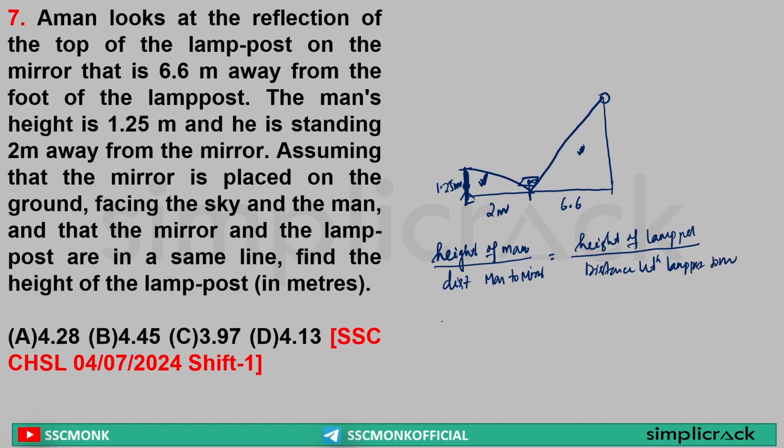Yes. Sir, here height of the man is equal to 1.25 meter divided by distance between man to mirror is 2 meter, which is equal to height of lamppost. We do not know. Let's take it x. Distance between this is equal to 6.6. Yes or no? Yes, sir. Now we need to solve this. 2, 3.3 is equal to 6.6.